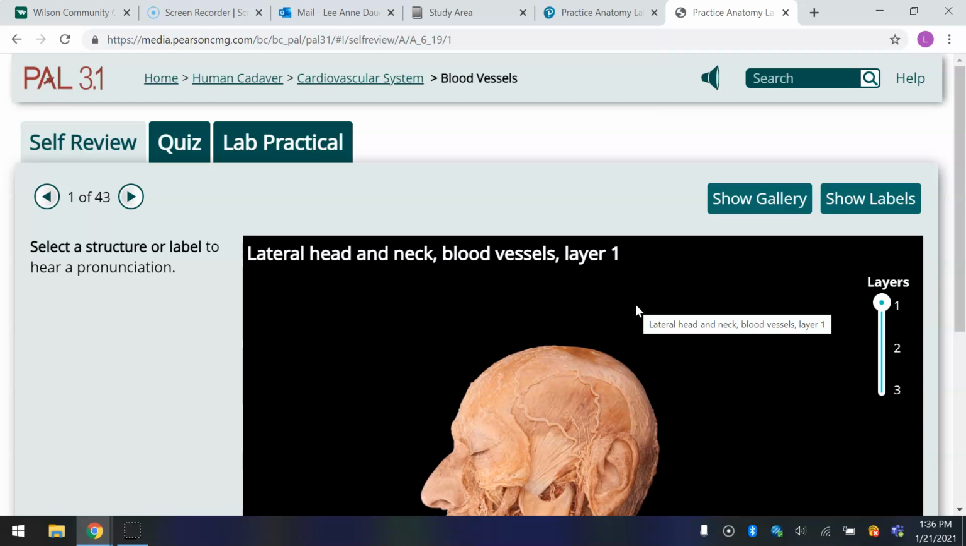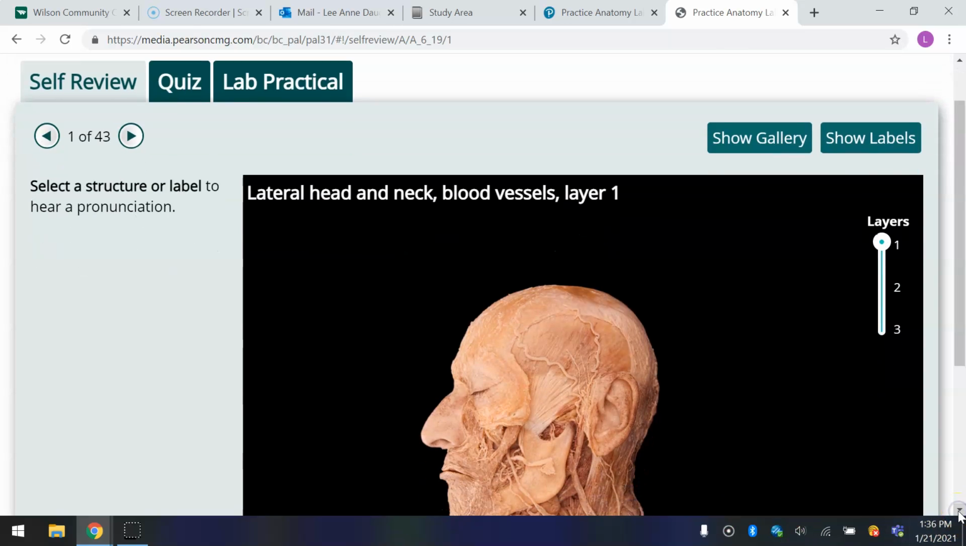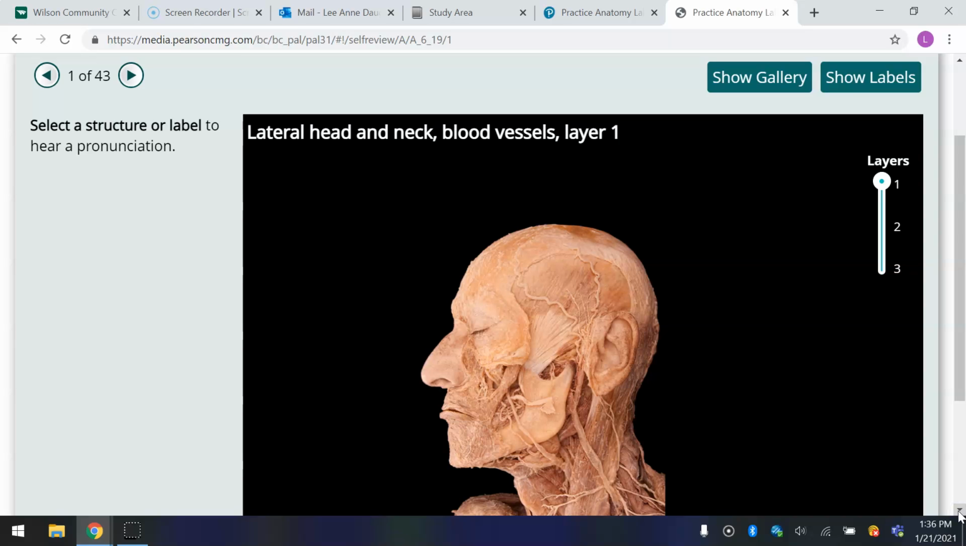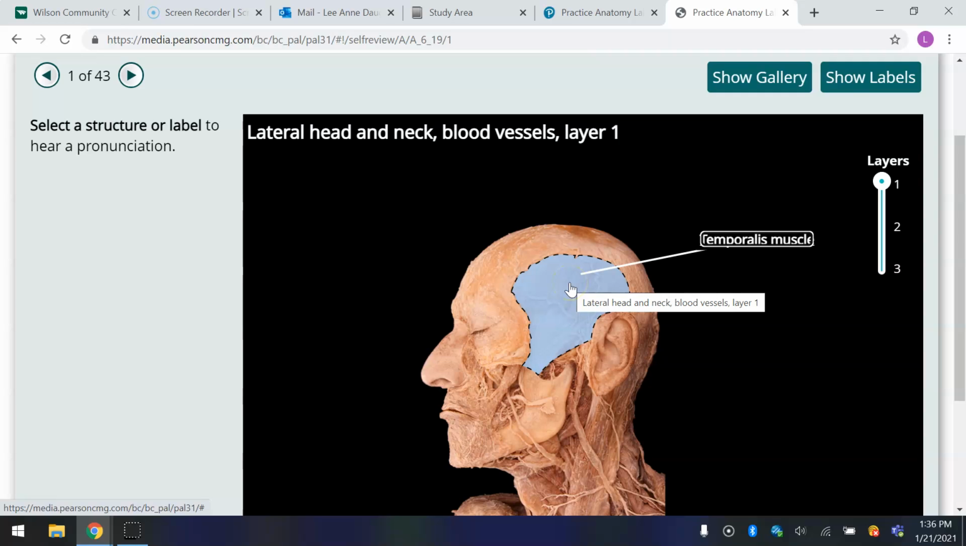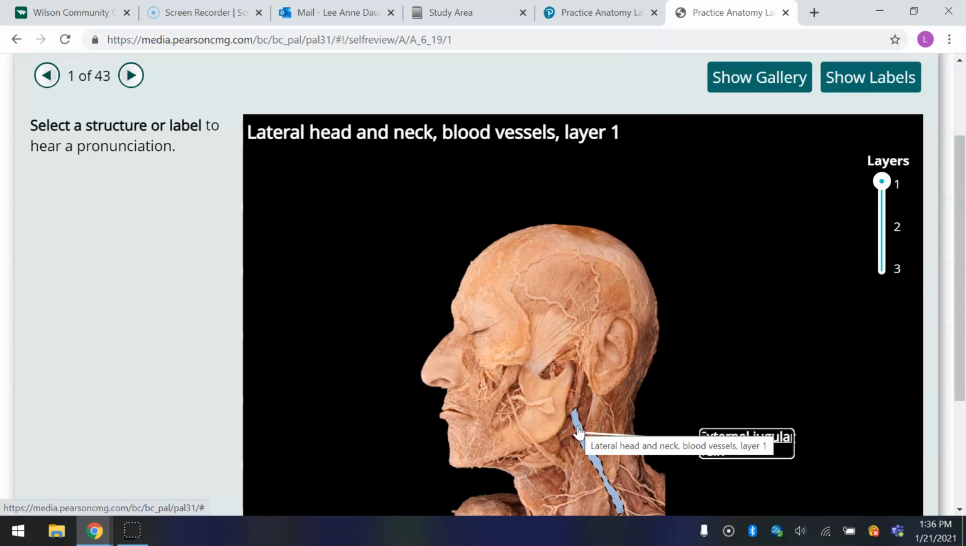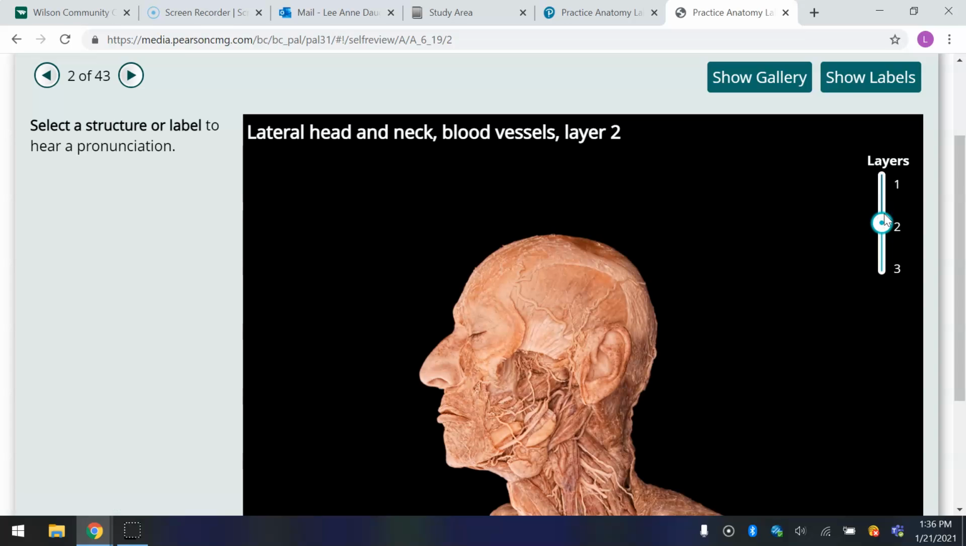Now, the way this is set up, there's a self-review, and on the self-review, if you want to, you can select a structure and it will show you what it is. Like this is the temporalis muscle, or I can select this structure, which is the external, sorry, it's hard to see, the external jugular vein. And I can do layers. I can go deeper into the second layer, which shows me even more blood vessels. Let's see what this one is, no, hold on. It's not showing me these, but if it's not highlighting it, then you're not supposed to know it. But this is one that's highlighted. It's called the facial artery.